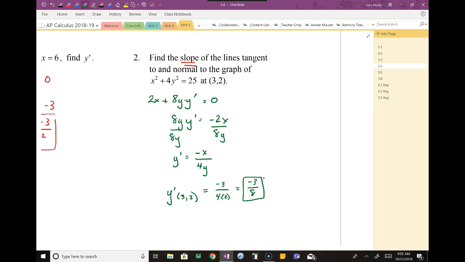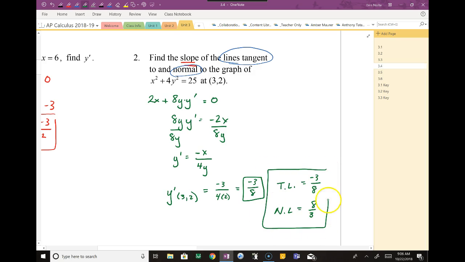It says find the slope of the lines tangent to and normal to the graph. Do you guys see how it says, technically asks me 2 questions here? It says find the slope of the tangent line and the normal. So our tangent line is just going to be the given. Do you guys remember how to find the normal? Opposite reciprocal, good. So the normal line slope is going to be 8/3. Okay.